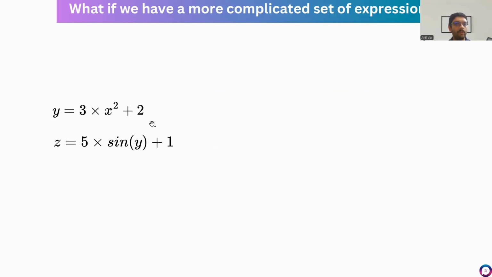Now, y is 3x squared plus 2, but z is 5 times sine y plus 1, which means if you expand this, you're going to have to say sine of 3x squared plus 2, right? Now you're differentiating 3x squared, sine of 3x squared plus 2. It's a complicated derivative, right?